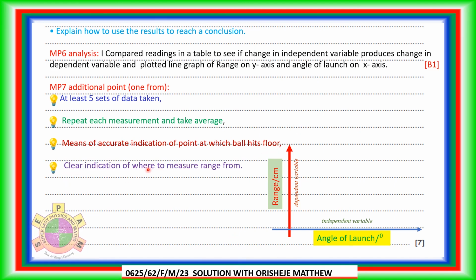Then a clear indication of where to measure the range, like on the diagram we showed it. On the animation we show where the range is, with that arrow, the distance that we measure marked as range. So these are the additional scoring points. But out of these 4, 1 additional mark will be added to the 6 marks you already have to give you the 7 marks. So congratulations, this is how to report your planning of investigation.